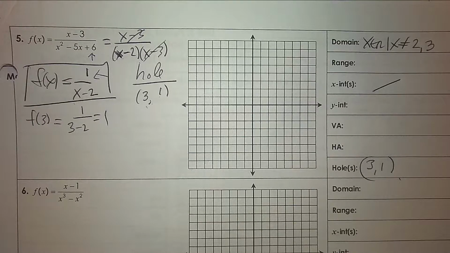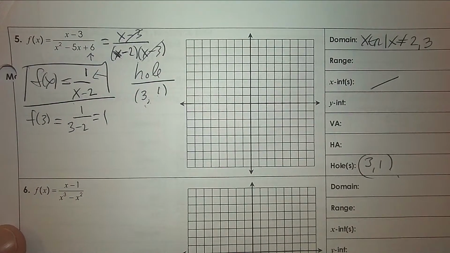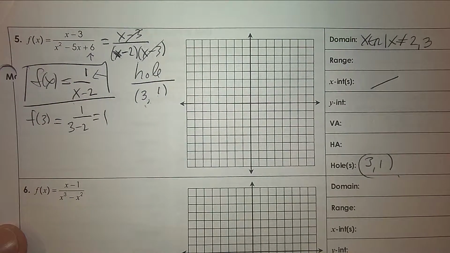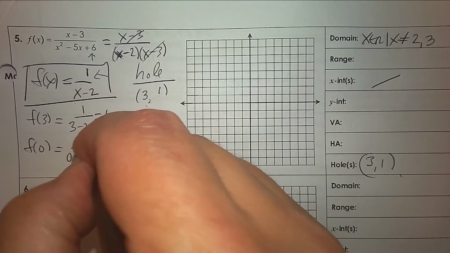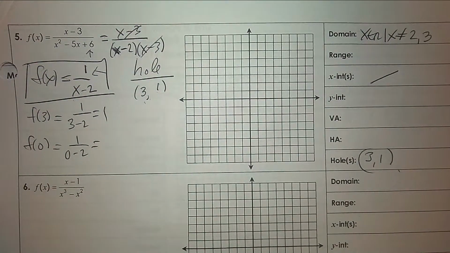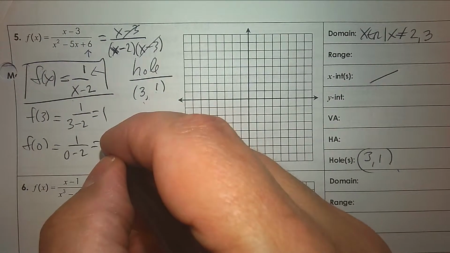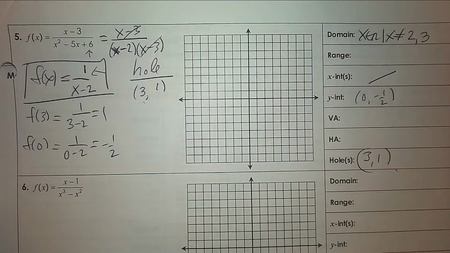What's the next step after that, Corey? After that, using the simplified function, find the y-intercept by plugging in 0. Okay, do that. So plug in 0. Tell me what the y-intercept is. Correct. So the y-intercept's at negative a half. Let's keep going.